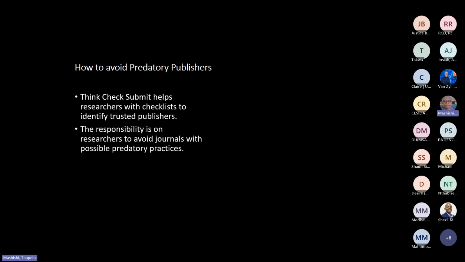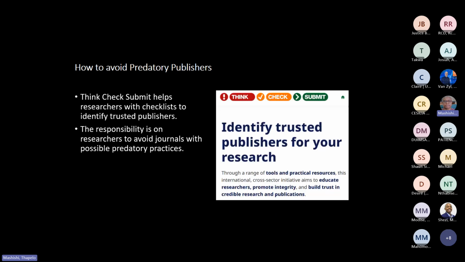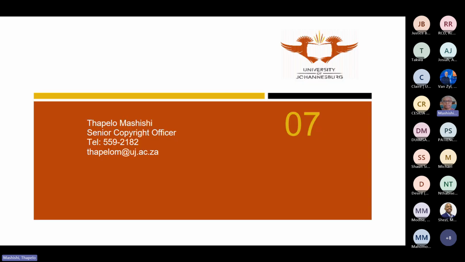Okay, it's the responsibility of the researcher to avoid journals with possible predatory practices, and you can Think, Check, Submit to identify a trusted publisher for your research through a range of tools and practical resources. This international cross-sector initiative aims to educate researchers, promote integrity, and build trust in credible research and publications. This is the link that you can click on to check whether the journal you want to publish in is legitimate or suspicious.